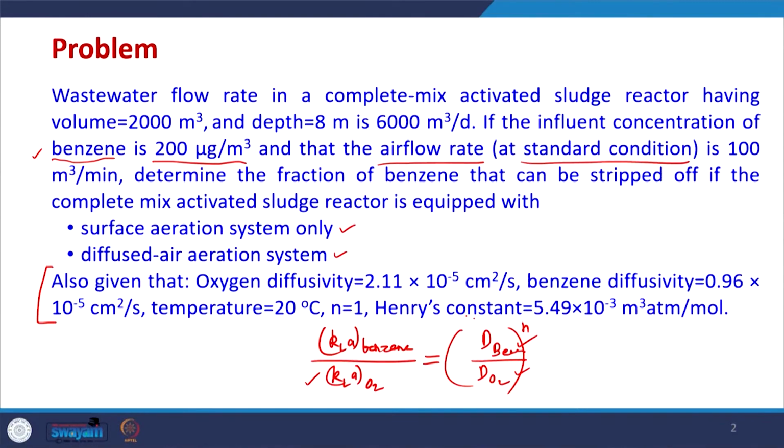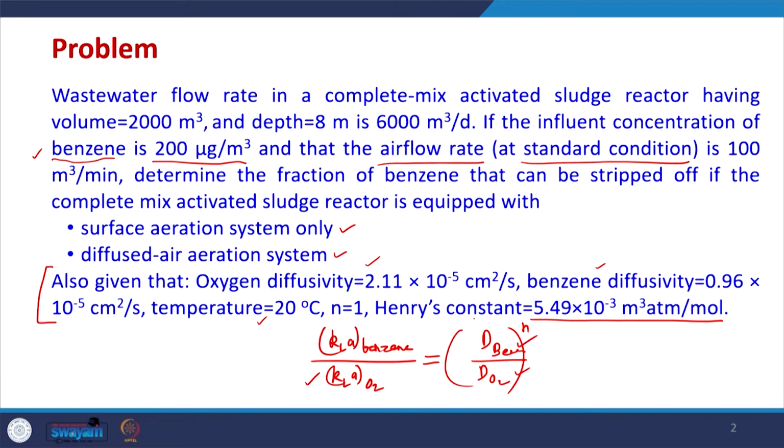If you remember, in the previous class we derived the equation for that. So, that means we will have to look for the Henry's constant. If we look for the Henry's constant for benzene, its value is the one reported in the literature. We have the oxygen diffusivity value given, the benzene diffusivity value given, and the temperature of the whole operation is 20 degree centigrade. The index is already given as 1 and Henry's constant is given.